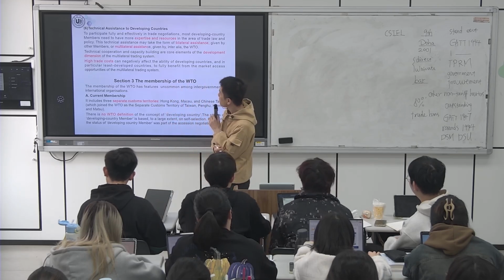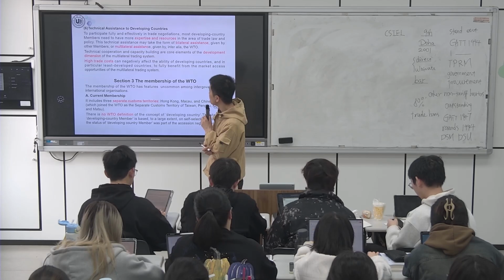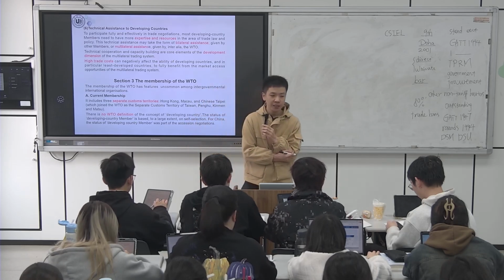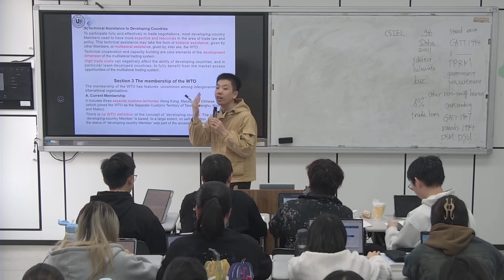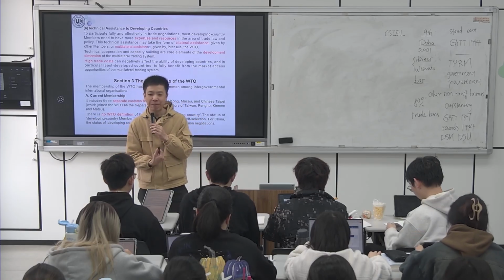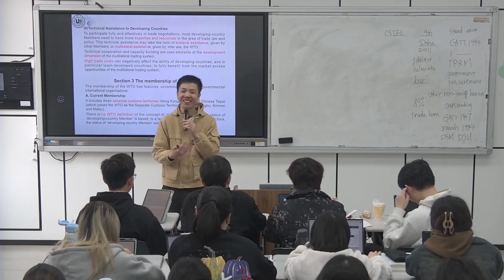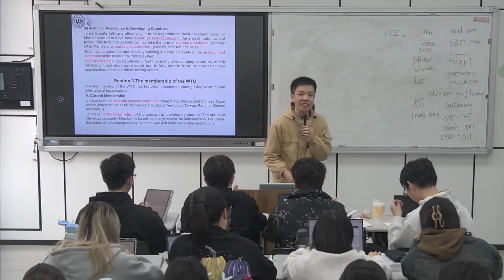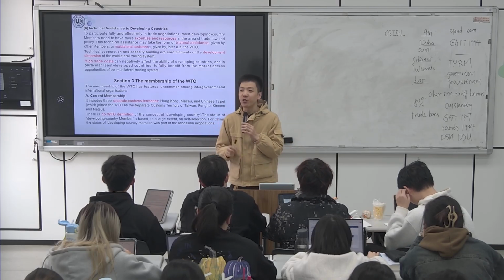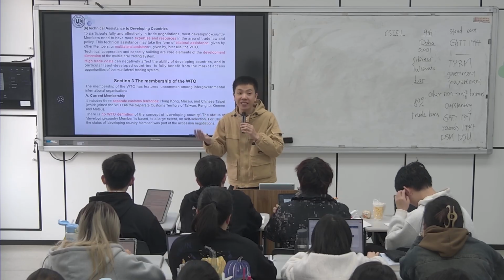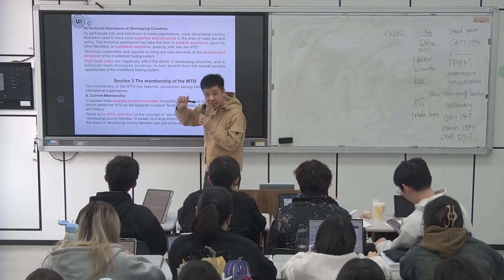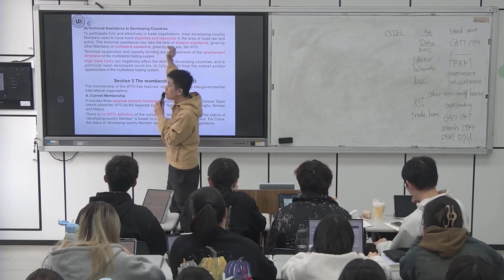Okay, the last function is technical assistance to developing countries. You know what? If you are a country or a state, would you like to be a developed one or a developing one? Developing one? Developed one. Okay. There's no fixed answer to that. But you know what? In the WTO, if you are a developing country, you will enjoy a lot of benefits and advantages and privileges. Because this organization has a function to assist those developing country members.